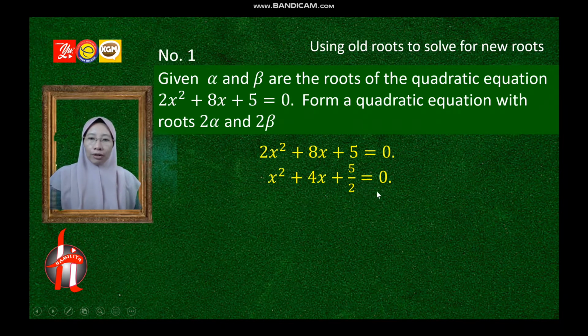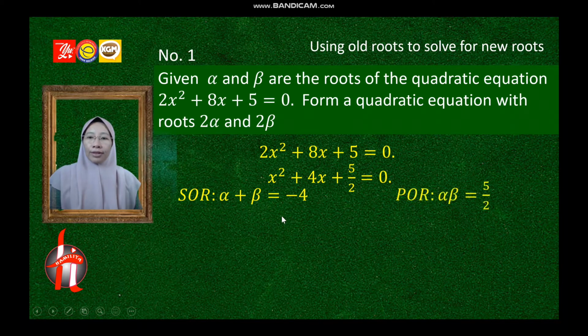Now from here only we can identify the sum of roots of this original equation. So the sum of roots is alpha plus beta. So the roots are given here. Alpha and beta are the roots. So alpha plus beta equals, from the equation, we know that the sum of roots is negative 4. And the product of roots is alpha times beta, and we take from the equation that it equals 5 over 2. Now these are the sum of roots and the product of roots from the original equation.